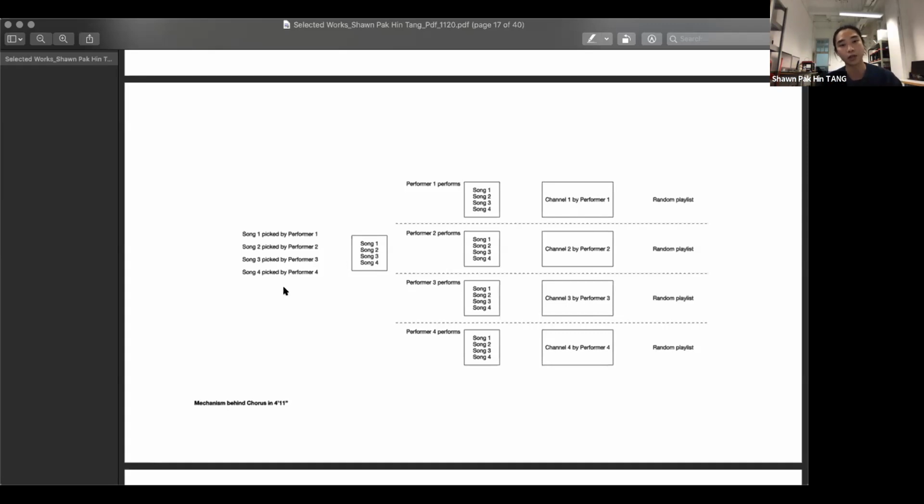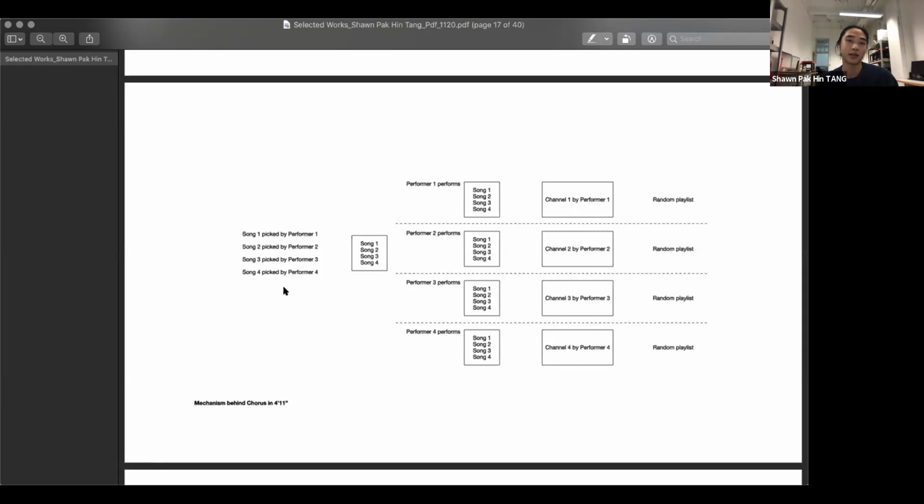So the whole project starts with a song of 4 minutes and 11 seconds picked by me. Then I invite people from my friends, who are from different backgrounds, and ask them to pick a song they like, but to look into their phones and find a song whose duration is close to 4 minutes and 11 seconds.